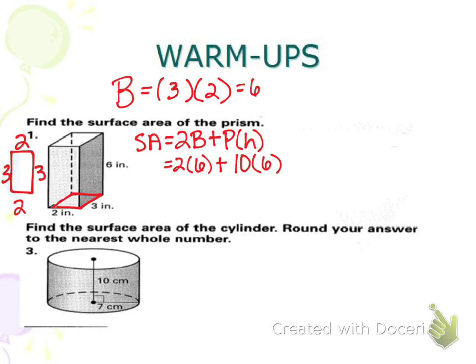All right, now we just have to do a little multiplying and adding. 2 times 6 is 12. 10 times 6. When we add them together, 72, my units. Inches squared. Questions about warm-up 1?